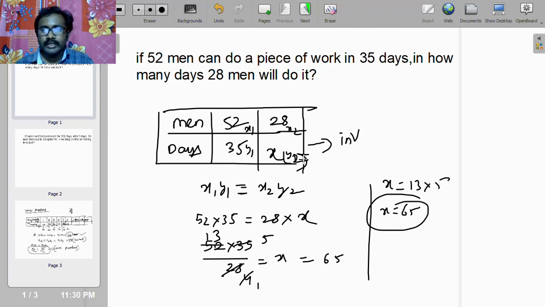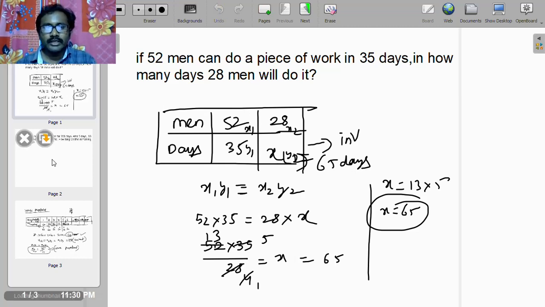So it takes 65 days. If fewer people do a piece of work, it takes more days. That means this is in the form of inverse variation. Now we'll see one more example so that you can understand better.